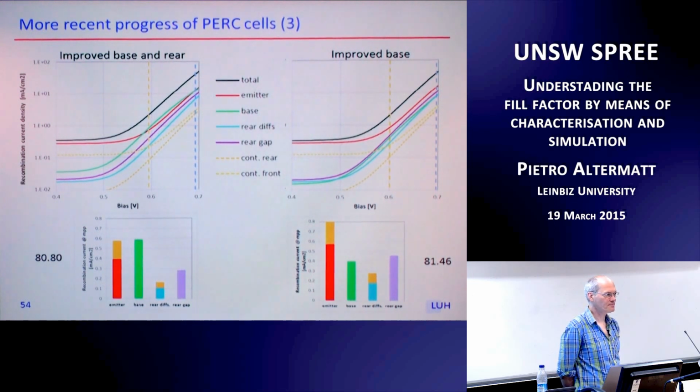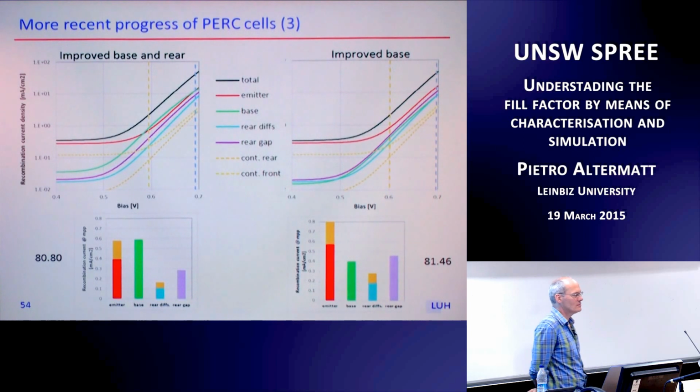So if for an actual cell analysis, I measure my fill factor is 80%, and I want to find out now, is it the pink curve, is it the red curve, or is it the blue curve? How do I actually address that?